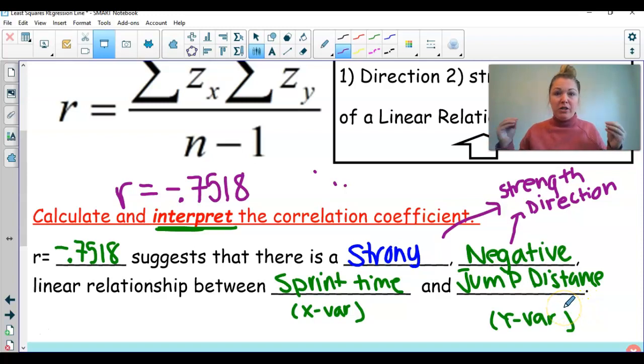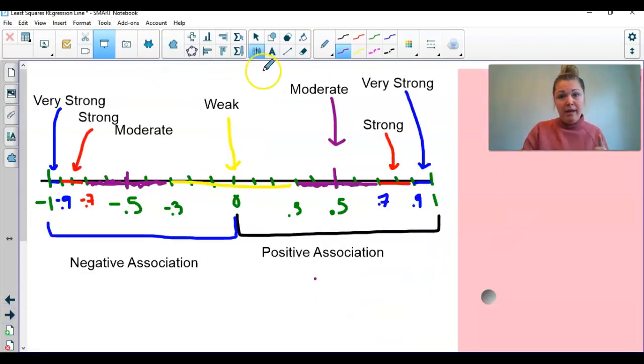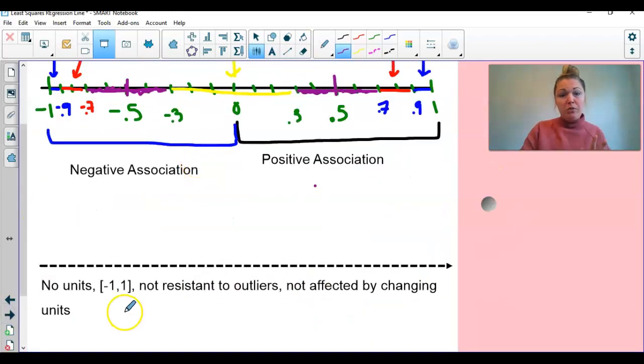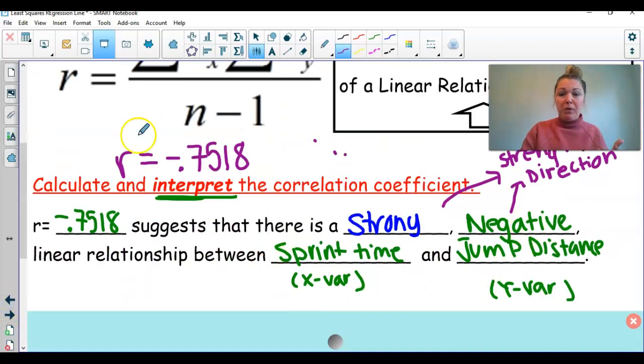All right, guys, we're done. What should we have learned? We need something more concrete to describe the direction and the strength of the relationship. That is your correlation coefficient. We should know how to calculate it and how to interpret it. And we can interpret that strength based off of this number line that we drew together. We should remember these facts about correlation coefficient and how to interpret it in context.